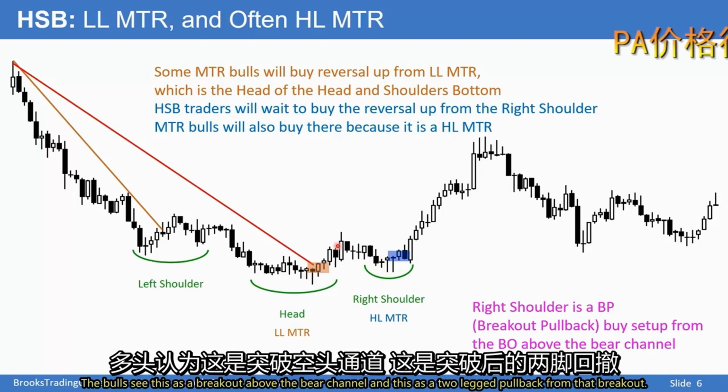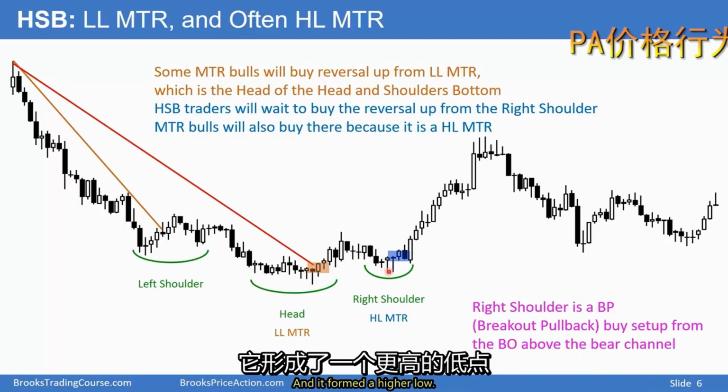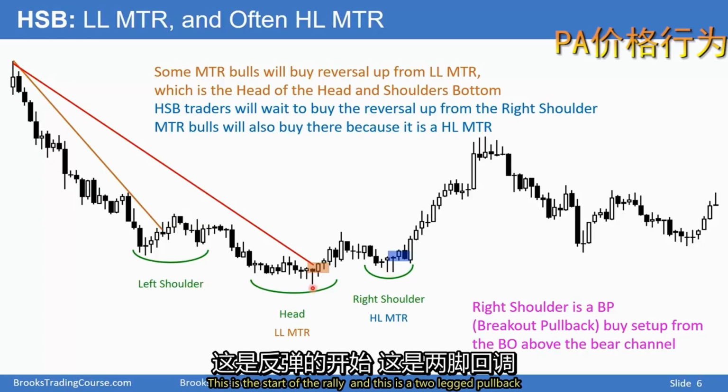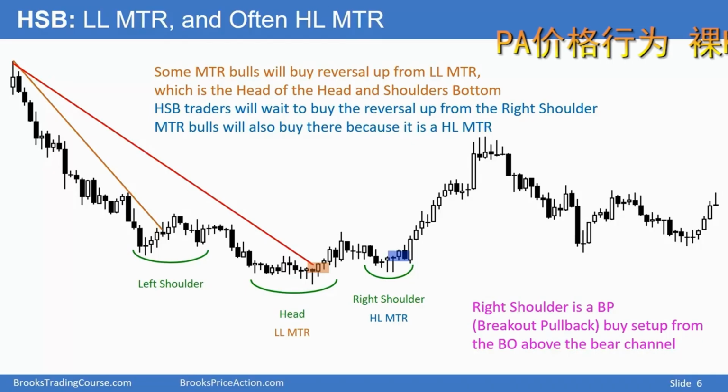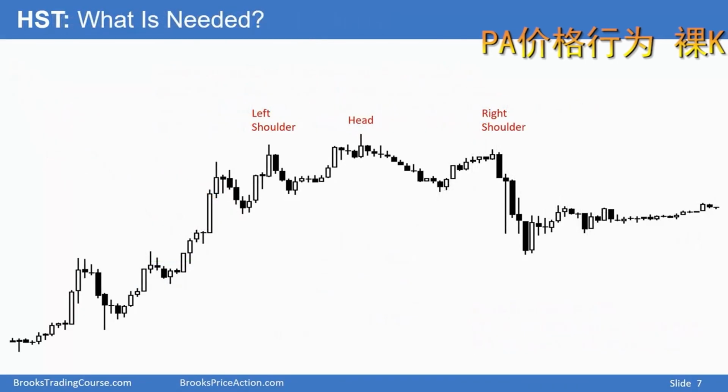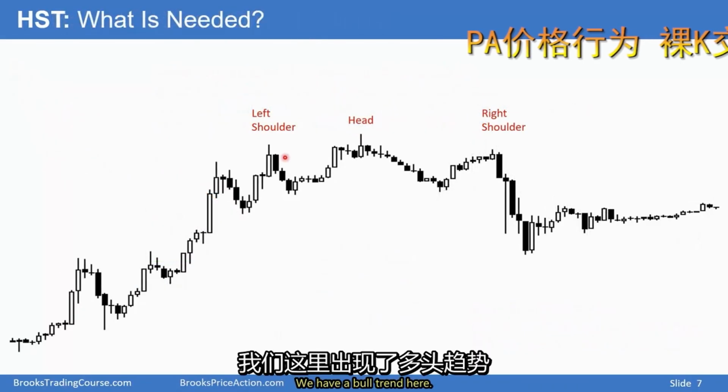The bulls see this as a breakout above the bear channel, and this as a two-legged pullback from that breakout, and it formed a higher low. This is the start of the rally, and this is a two-legged pullback, a high two bull flag, and they buy, hoping for a bull trend. We have a bull trend here.